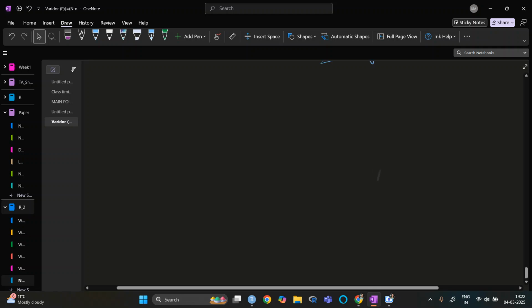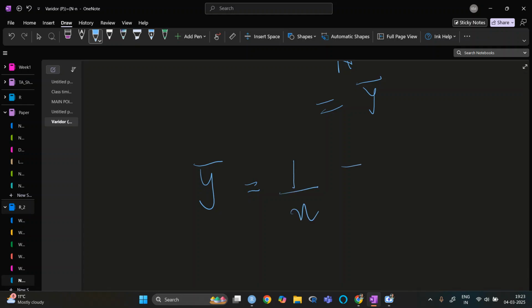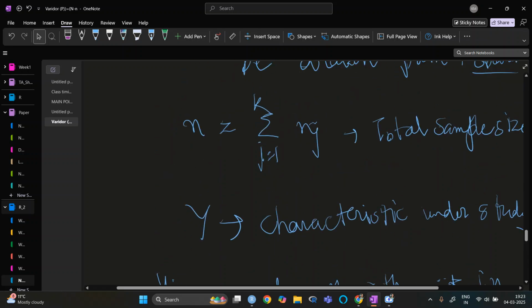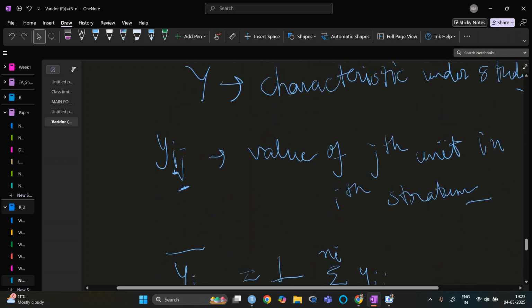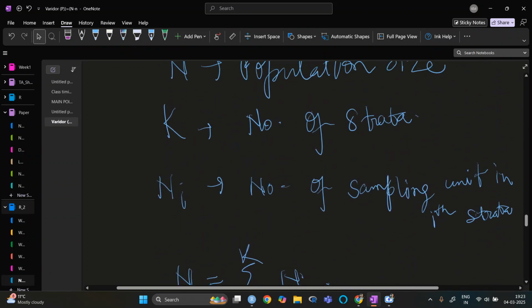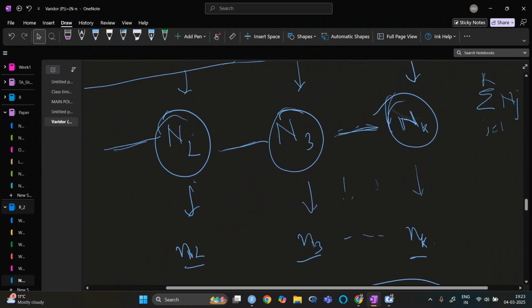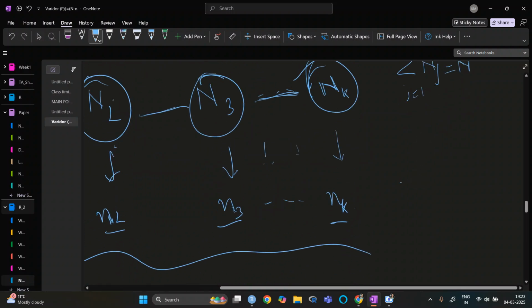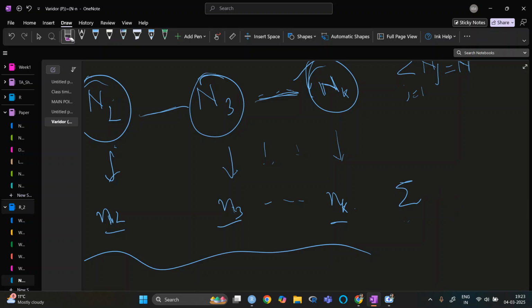But if I take y bar like we used to do, like right now I have taken this y_ij as the value of the jth unit in the ith stratum, then y bar is basically the summation of n_j, j equal to 1 to k. This is n, right?